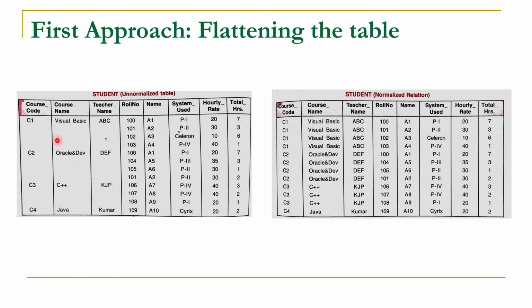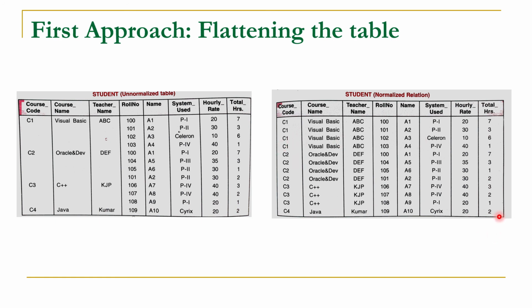Similarly, we are completing the row of 102 by creating the copy of C1, Visual Basic and ABC in front of this. Here we are completing the row of 103 by copying their corresponding course code, course name and teacher name. In this 104, we have to complete this row by copying the value of C2, Oracle Developer and DEF. So you can see here for 104, we are creating a copy of C2, Oracle Developer and DEF. And now you can clearly understand that for 107 we have to complete its row by copying the value of C3, C++ and KGP.